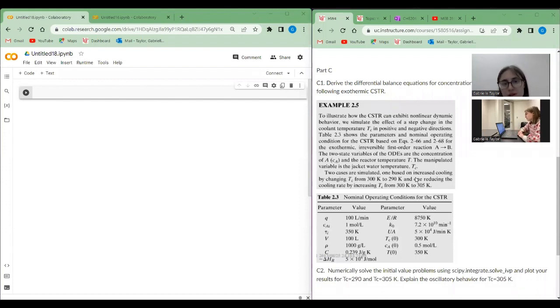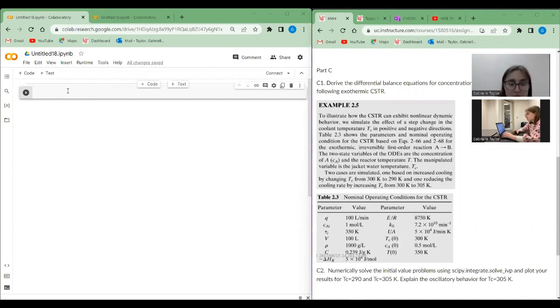Okay, so I'm doing part C, and I'm doing part C2. So it says using solve the numerical initial value problem, we're going to use solve_ivp, and then we're going to plot the temperature of coolant at 290, and then we're going to do it at 305.